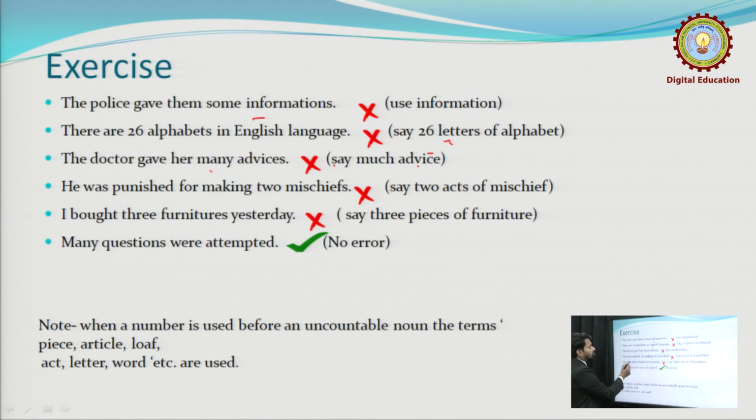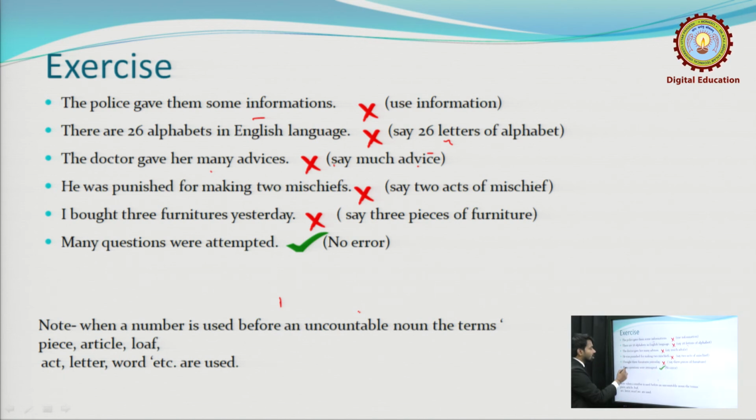Next, he was punished for making two mischiefs. Again, mischief is an uncountable noun, and whenever we are expressing any uncountable noun like a countable noun and we are using numbers, we will have to add something which is countable. For example, water is uncountable, so we cannot say 3 waters, 2 waters, but we can say 3 buckets, 2 glasses of water. In the same manner, he was punished for making 2 mischiefs. We will have to say for making 2 acts of mischief.